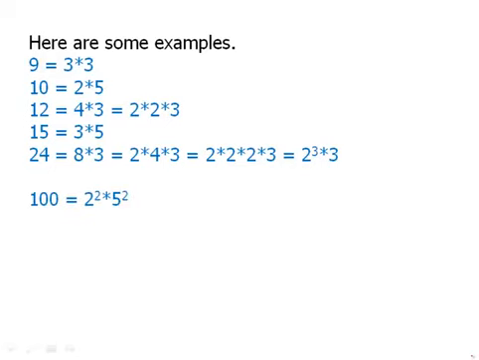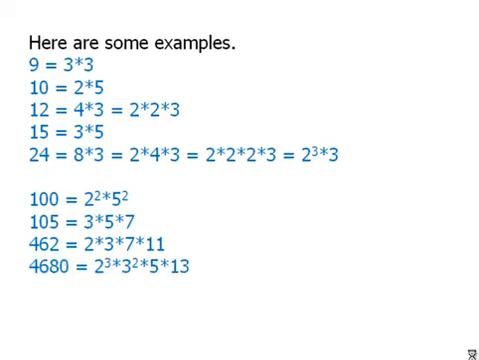So here are some larger numbers. Now 100, you might be able to see 100 is 10 times 10. Each 10 is 2 times 5. So that's how we get 2 squared times 5 squared. Here are some other ones that are a bit larger. You don't necessarily need to worry right now about how we found these. These are just to show you some examples of prime factorizations.